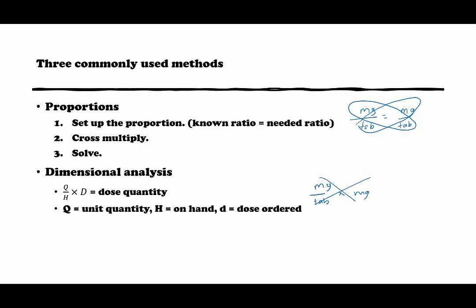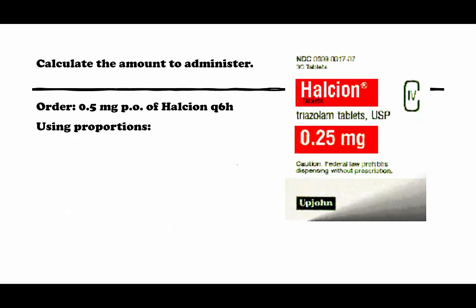We need to make sure that this unit quantity will tell us the tablet. Over what's on hand would be the milligrams in it, times the dose ordered, which will be in milligrams, and that way those units will cancel, leaving behind the unit of tablets needed. And lastly, there is the formula. That would be the dose ordered divided by what's on hand times that unit quantity, which will tell us the tablet quantity needed.